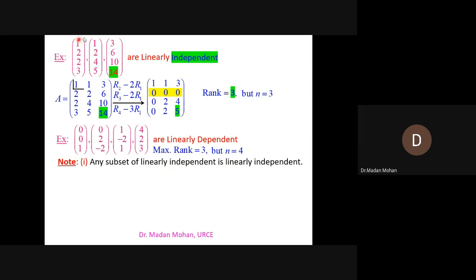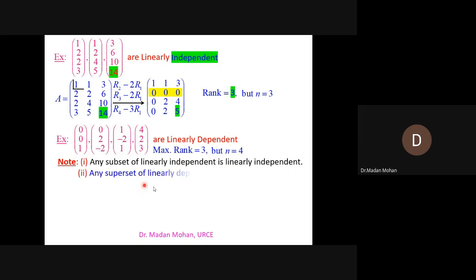Take subset means the first two. If you take first two, these are independent. Or first and three independent. Or second and three independent. Or take only one vector independent. Means any subset. Whenever a set is independent, subset is also independent.